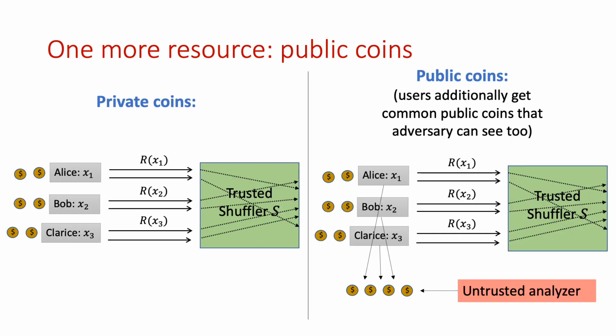And one more resource we'll allow our algorithms to use is that of public coins. So up to now, all protocols I was talking about had private coins, where the local randomizer used its own local randomness to output the randomized response R of x_i. For one of our protocols, we will additionally allow all the local randomizers to access a common random string of public random bits. And these bits can also be viewed by the untrusted analyzer.